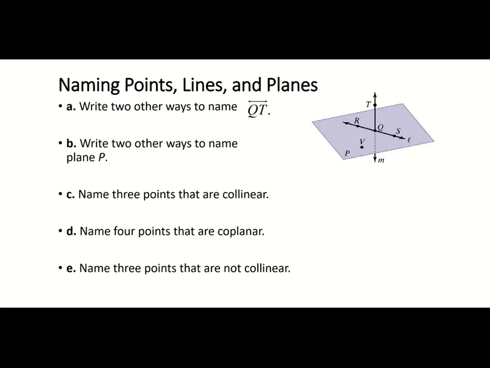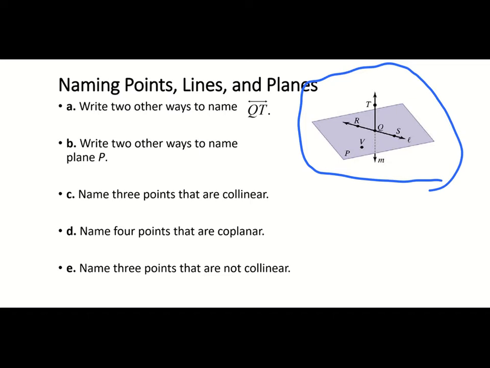All right, so here we have five questions, and I want you to use the picture right here and try to answer those questions. Take a second, pause the video, try to answer those questions. Write two other ways to name line QT. Write two other ways to name plane P. I want you to name 3 points that are collinear.